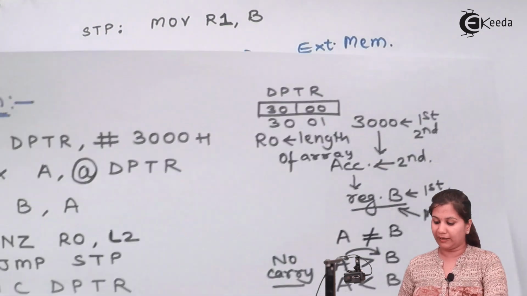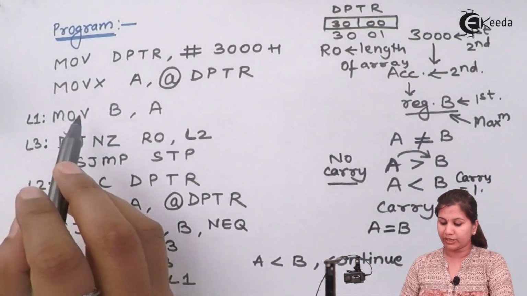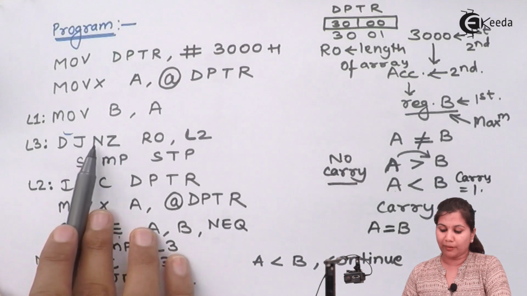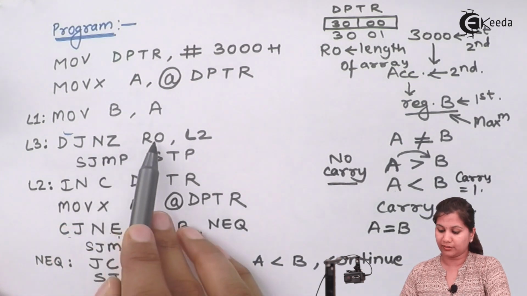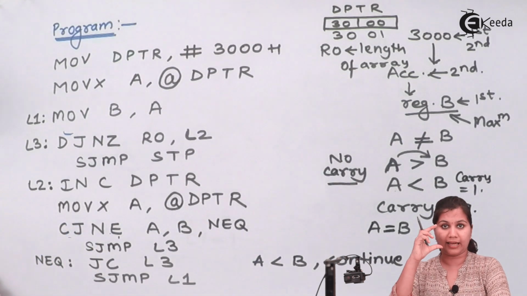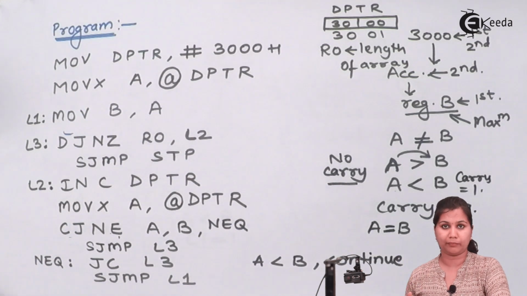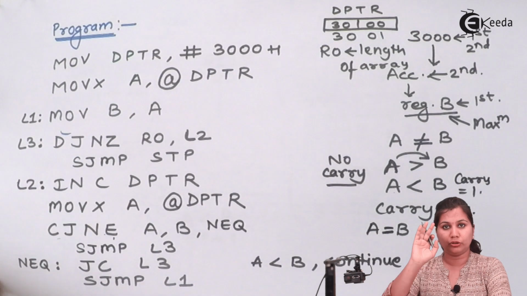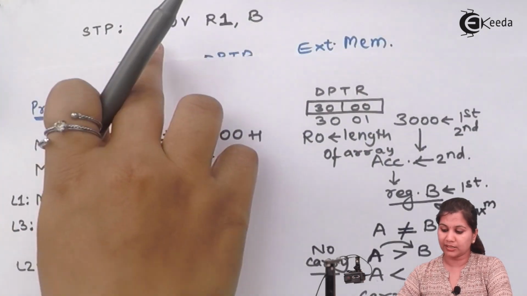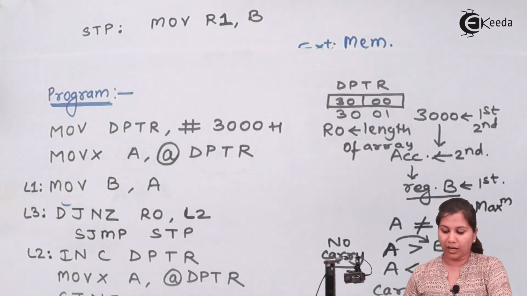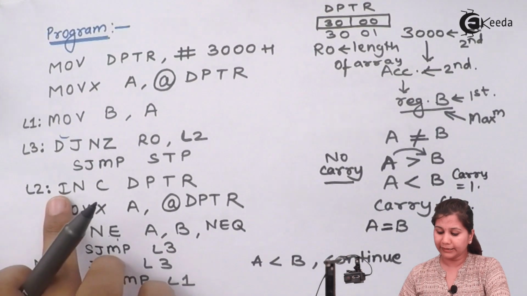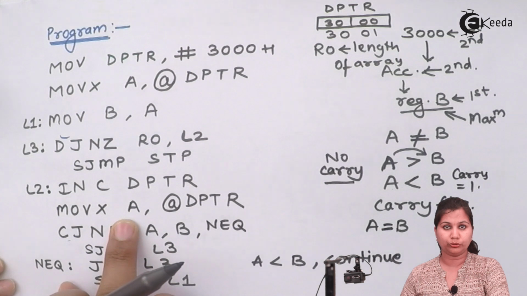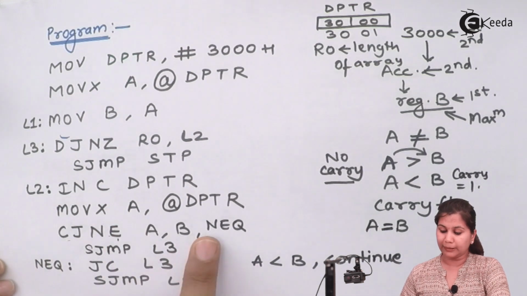So that is what we have done here. First A is shifted into B, then decrement and jump until not 0. This R0, that is the 10 array numbers, has it come up to 0 value? If it has become 0, then do the last step, that is move the result into the R1 register. Increment the data pointer, again move that second number into the accumulator, do the comparison.